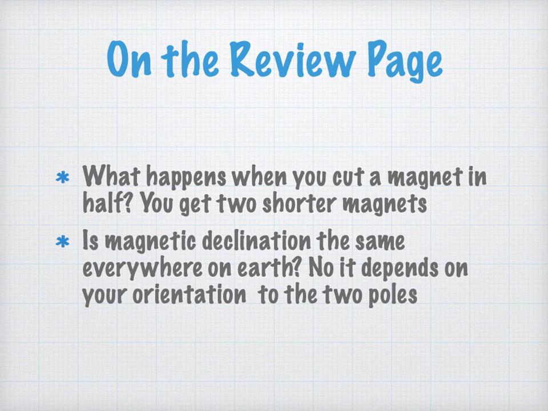If you're at the geographic North Pole, and it's pointing towards the south, towards the magnetic North Pole, that would actually be like 180 degrees. Well, that's kind of a weird angle, so it'd be straight down. But the point is, it varies greatly depending on your orientation to the two poles. Okay, that's all I wanted to cover from the review page specifically at this point. Tomorrow we're going to look at the rest of what we're going to look at in this chapter.